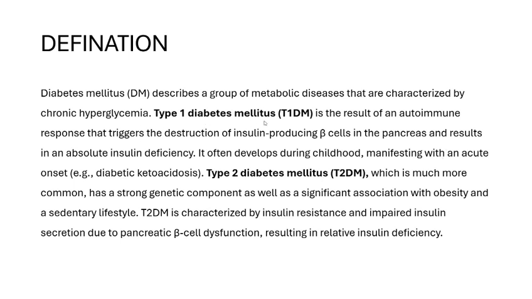Coming to type 1 diabetes, it is a result of an autoimmune response that triggers the destruction of insulin producing beta cells in the pancreas. Here, autoimmune response means the immune system attacks the healthy cells. Here, it attacks the insulin producing beta cells. As there is an attack, there will be destruction of these cells, which causes insulin deficiency.